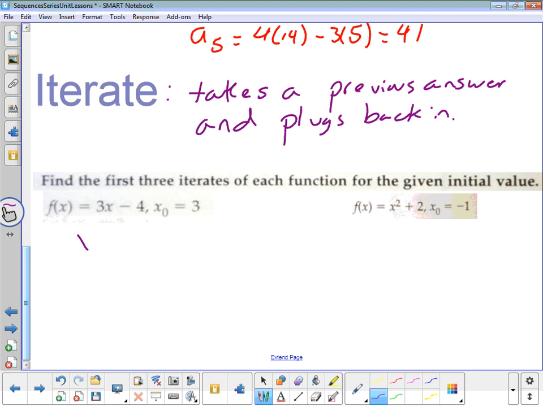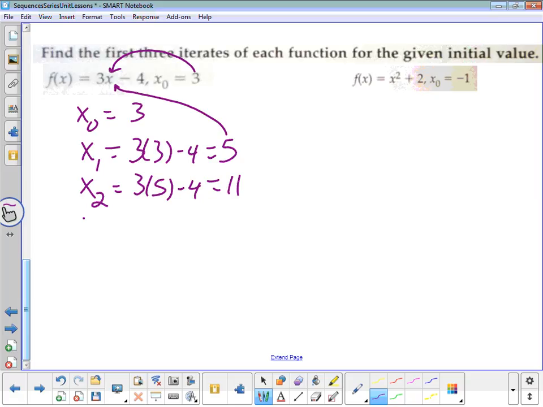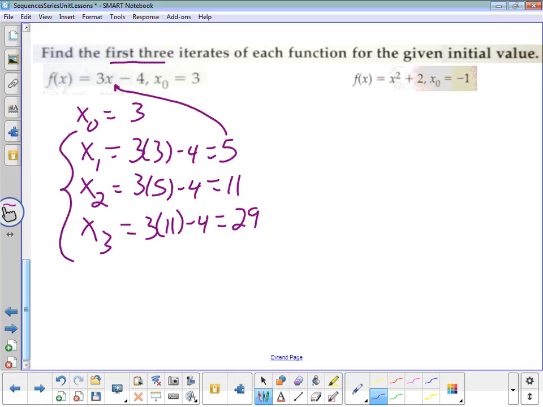So this first one. So x sub 0 is 3. So x sub 1, my first iterate, is what happens when I put a 3 into that equation. I get 3 times 3 minus 4. I get 5. Now my next iterate, my second one, I'm going to plug the 5 into that formula. So 3 times 5 minus 4. I get 11. Now my third iterate, I'm going to take the 11 and plug it in there. So 3 times 11 minus 4 gets me 29. And I will just keep doing that. All I want us to do for this part is just to find the first 3. So here I have found the first 3 iterates. I found the next 3 numbers after it.